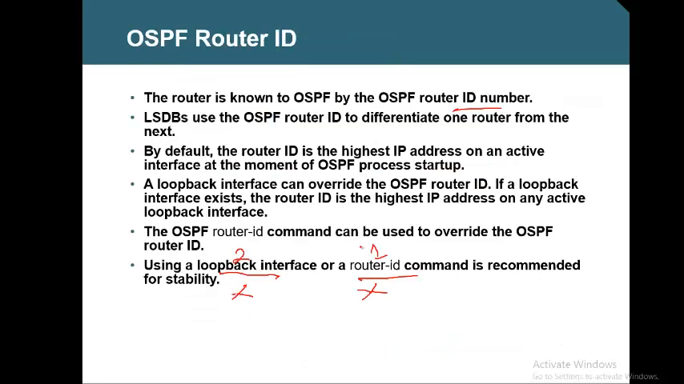Okay, so what if I have more than one loopback interface? When I enable OSPF, it is going to pick the highest IP address. That's very important: highest IP address. If I have many physical interfaces or many loopback interfaces, it compares the IP addresses on all the loopback interfaces and picks the one with the highest.